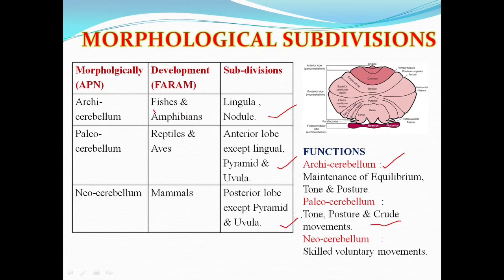Then in the mammals, including in humans, the lingula and nodule were developed earlier. Then the remaining part of the anterior lobe and the pyramid were developed. So what is left for us? The remaining part of the posterior lobe. While they were developing slowly, an added function started, called skilled voluntary movement. As we see the progressive development, that's why we are able to see skilled voluntary movements mainly in the mammals, especially human beings.